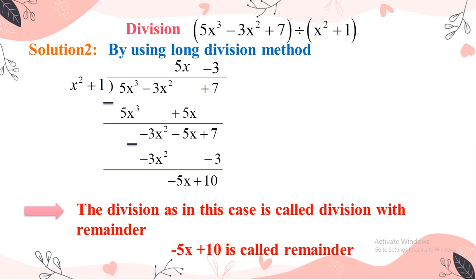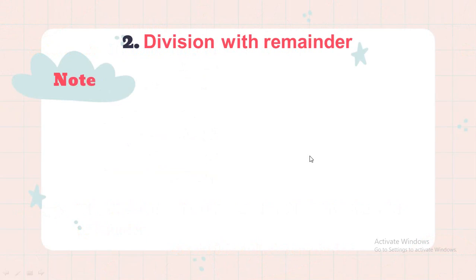Negative 5 times x plus 10 is called the remainder, and we have 5 times x cubed minus 3 times x squared plus 7 is equal to x squared plus 1 times 5 times x minus 3, minus 5 times x plus 10.